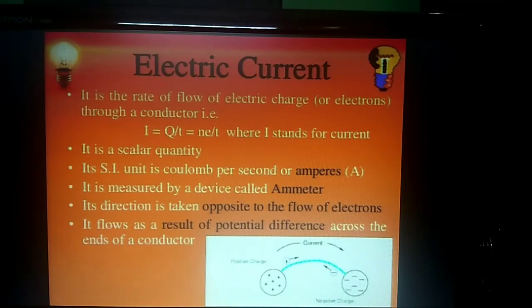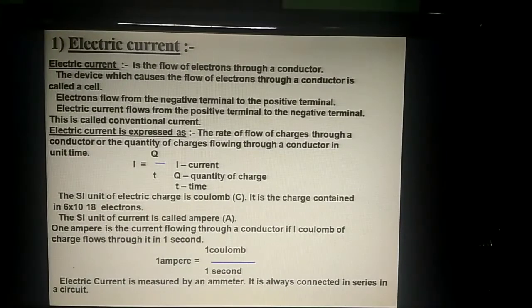It is measured by a device called an ammeter. Its direction is taken opposite to the flow of electrons. It flows as a result of potential difference across the two ends of the wire or conductor. What is electric current? Electric current is the flow of electrons or charges through a conductor. The device which causes the flow of electrons through a conductor is known as a source or cell.